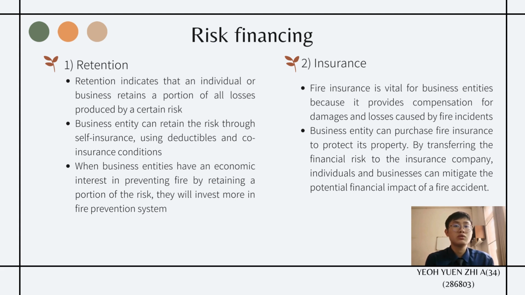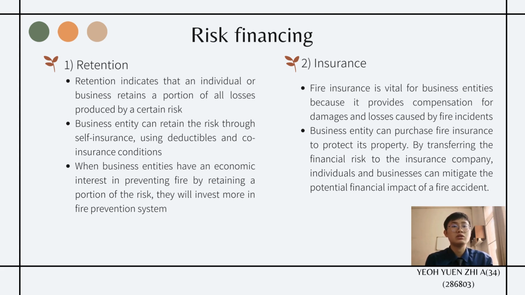So we can know the business entity has an economic interest in preventing fire incidents by retaining a portion of the risk. They will invest more in fire prevention systems. Therefore, by using retention, business entity can improve fire preventive measures.